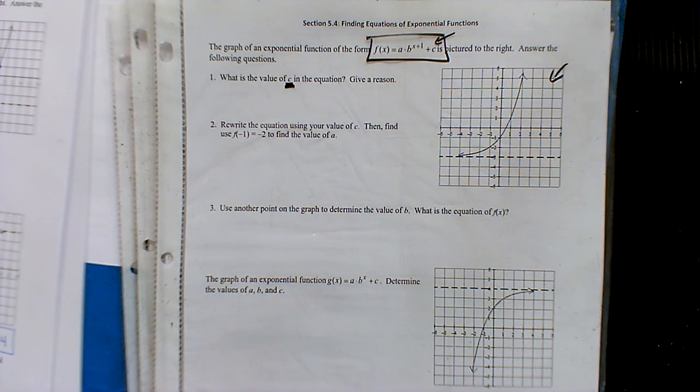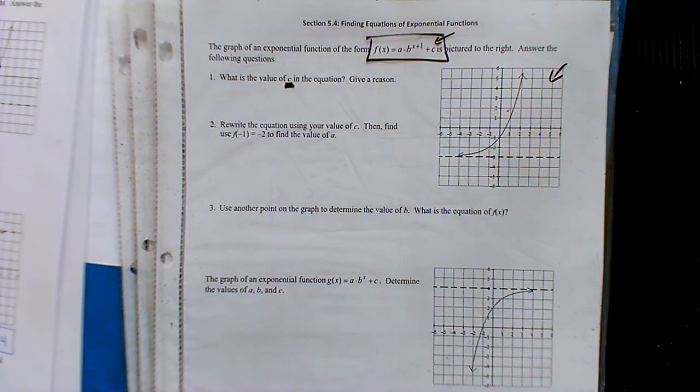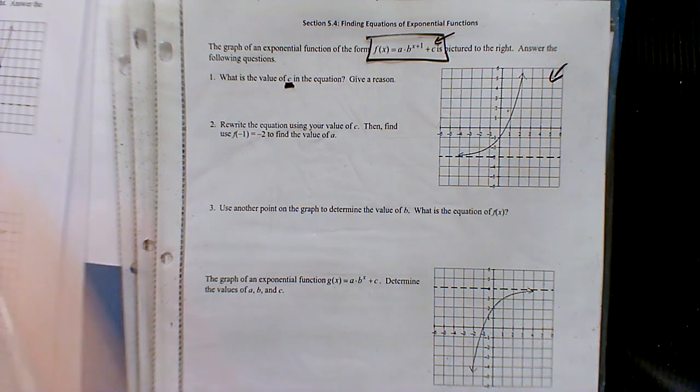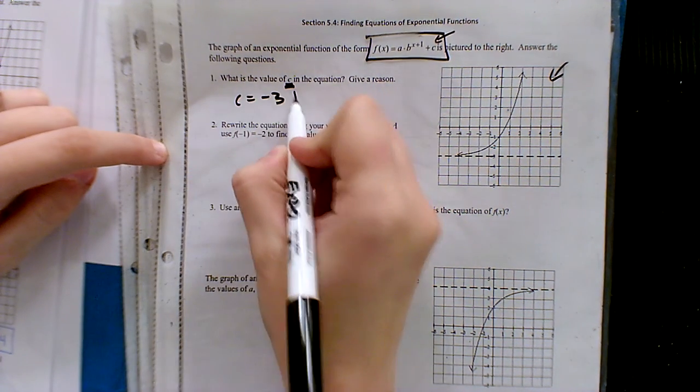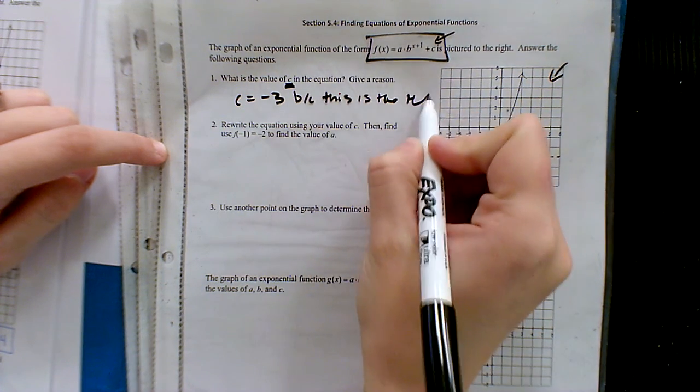When we did polynomials, the constant term on the end was the y-intercept. Okay. It's the horizontal asymptote. Notice how the type of function we have is special, and that's what's telling us something about the equation. So we have to be careful not to get them confused. I know we've dealt with a lot of functions and graphs this year, but they each have their separate special characteristics. So C is -3 because this is the horizontal asymptote.